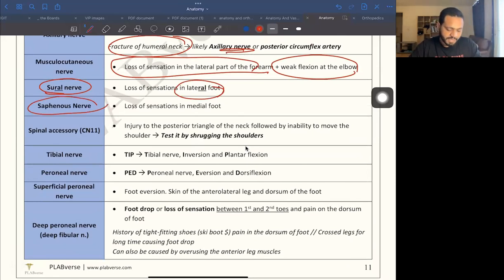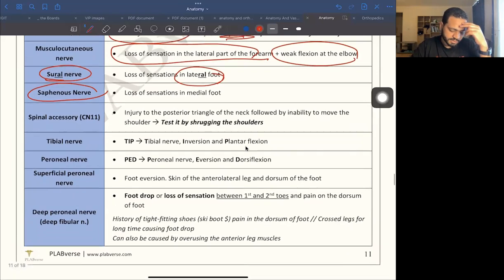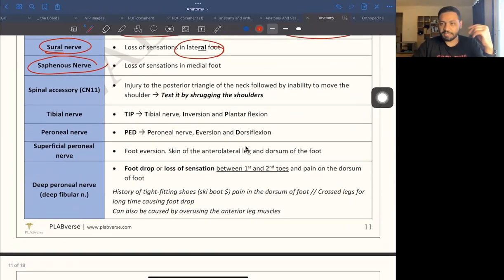Saphenous nerve is on the medial side of the foot, and you have here the spinal accessory nerve. It's responsible for shrugging your shoulder basically because it supplies the trapezius muscle. So you will be unable to move this part.